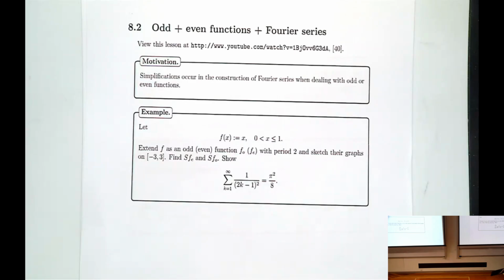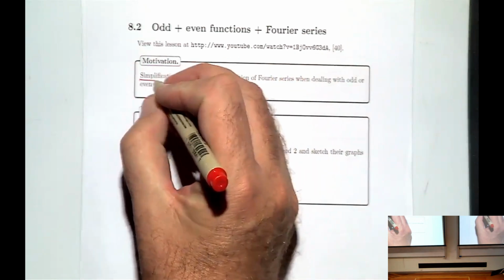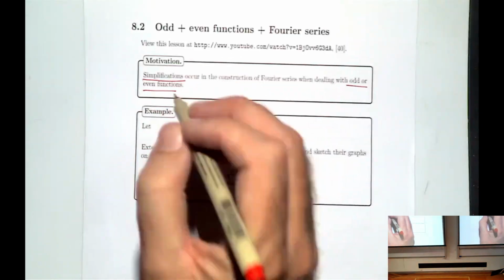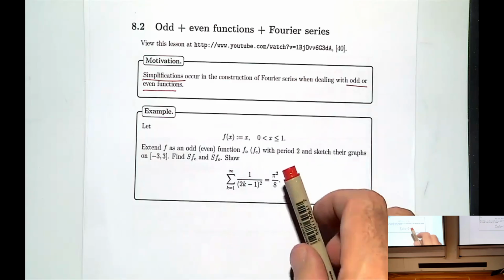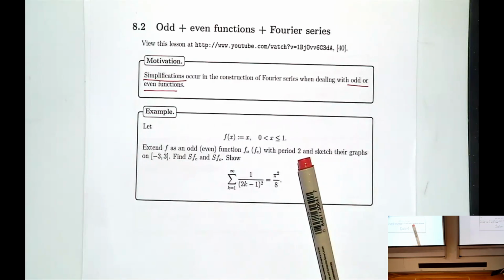In the motivation, we talk about odd or even functions, but this question goes a little bit further. We already sort of know that things simplify when you have odd or even functions. But let's read the question carefully. You've got the function between x equals 0 and x equals 1. The function is x. Extend f as an odd or even function with period 2 and sketch the graphs.